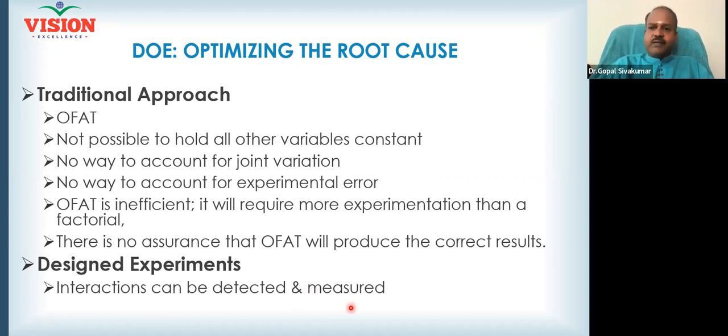Interaction can be detected. If there is a factor influencing your Y variable, how many impacts will there be? One factor can make only one impact, which is called the main effect. Suppose there are two factors, how many effects will there be? There will be minimum two effects, but there can be one additional effect, which is called the interaction effect.